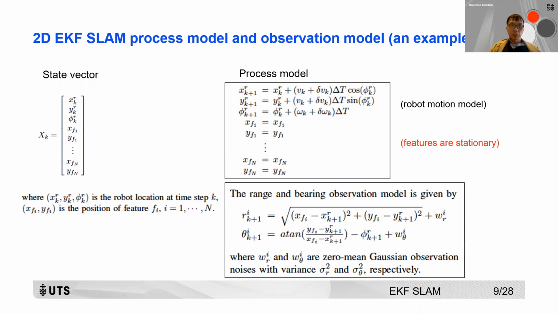For the observation model, suppose we are talking about range and bearing observation, then the range is the distance between the robot and the feature, and the bearing is a relative angle between the robot heading and the direction to the feature.